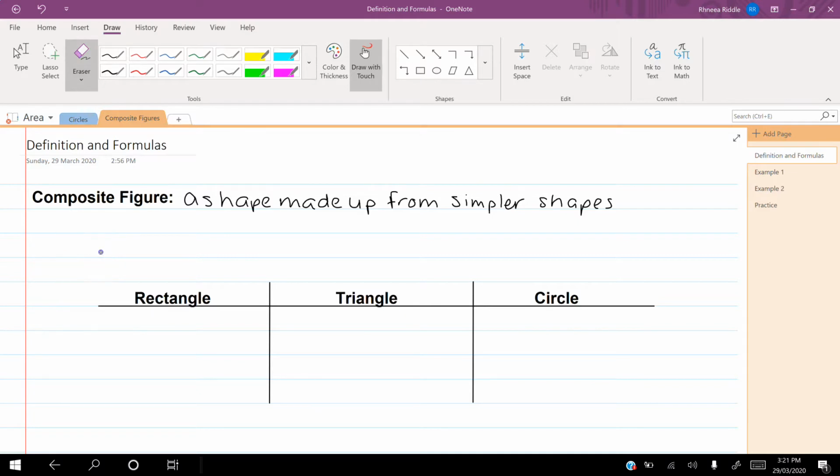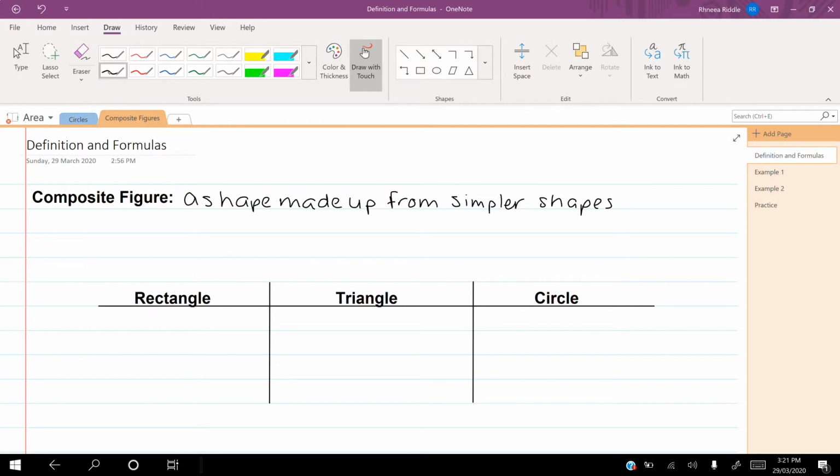So to be able to find the area of composite figures, we're just going to basically pick apart the shapes that are within it and find the area of those shapes. Again, I know that sounds confusing, but it'll make a lot more sense as we get to the examples. But before we get there, we want to go over and recall the formulas for the area of these simpler shapes.